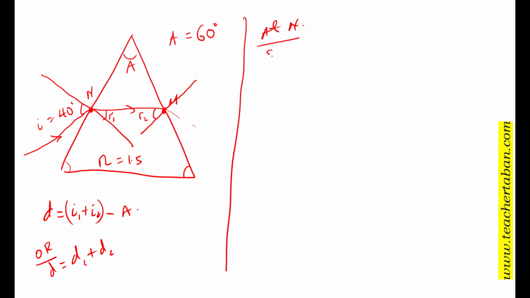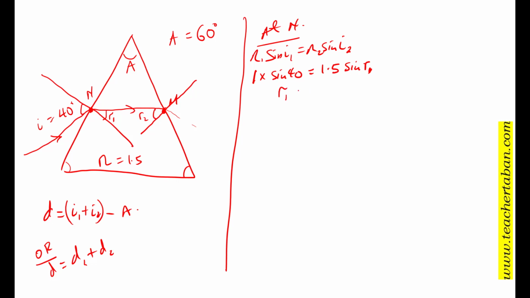Or you can simply calculate it from D1 plus D2. The choice is always yours. So let's first get our R1, then we get R2, and then we see if we can also get the angle of emergence. So we shall simply say that at N, applying Snell's law, N1 sine I1 is equal to N2 sine I2. Our N1, the refractive index of A, is 1, times sine of 40 equals 1.5, that is for glass, times the sine of R1.